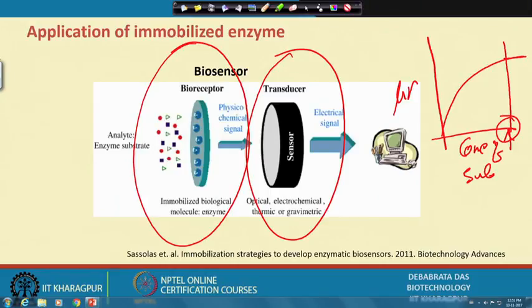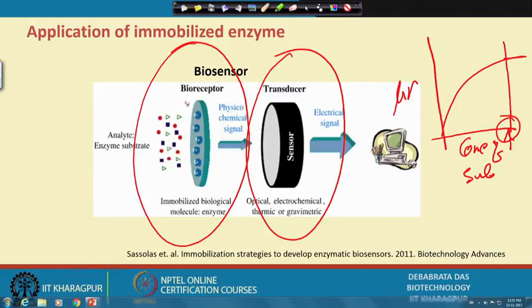But if you go for any analytical technique, you have to prepare the sample, add different chemicals, and then put it in the spectrophotometer. It takes a lot of time. But here the frequency of analysis increases drastically. So this is how it is done.